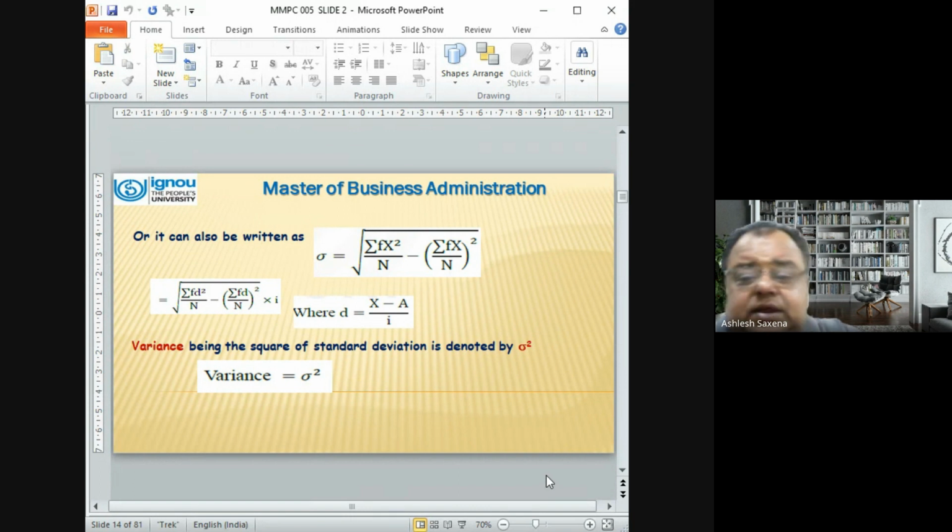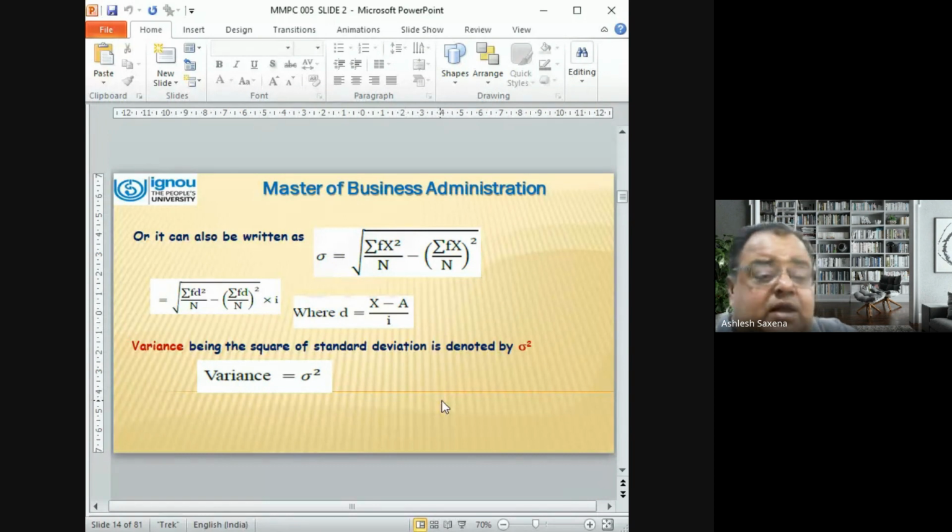Now the same question arises if we have to use the deviation formula. If you remember, we calculated d is equal to x minus a in case of finding out the mean. The same approach has to be used. That means the square root of summation fd square by n minus, within bracket, (summation fd by n) whole square, into i. Almost the same, but we have calculated this deviation d is equal to (x minus a) by i.